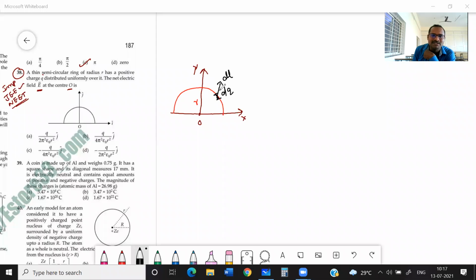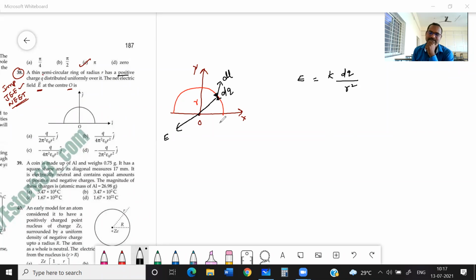Imagine on this spot a dq charge is present and whose length is dl. Let us suppose this elementary part length is dl. On this dq charge is present. Now imagine this is a positive charge. Due to this positive charge at this center, electric field direction will be in this direction. So what will be the electric field? As you know, it is k q by r square, because this distance is r only, the radius. Q is, I am taking dq on that small elementary part.